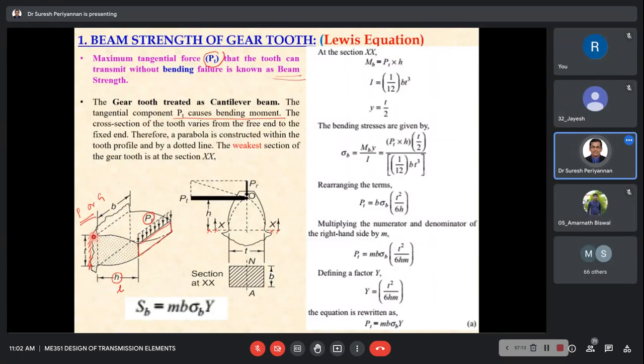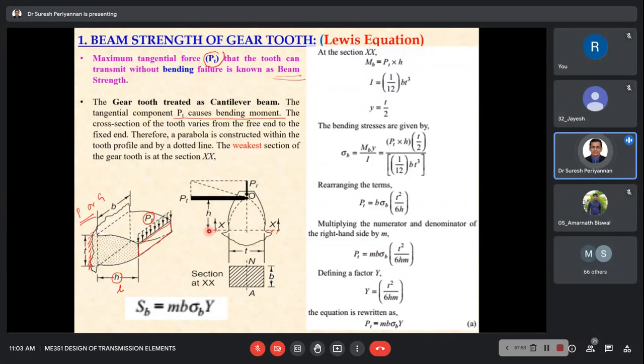But the gear tooth profile is varying. Hence he constructed it in such a way that a parabola, a varying cross section, because we cannot avoid the varying cross section. We would like to provide a perfect involute profile, then only we can follow our law of gearing. Hence finally he assumed that this is a parabola constructed within this tooth profile. Now this is a dotted line.